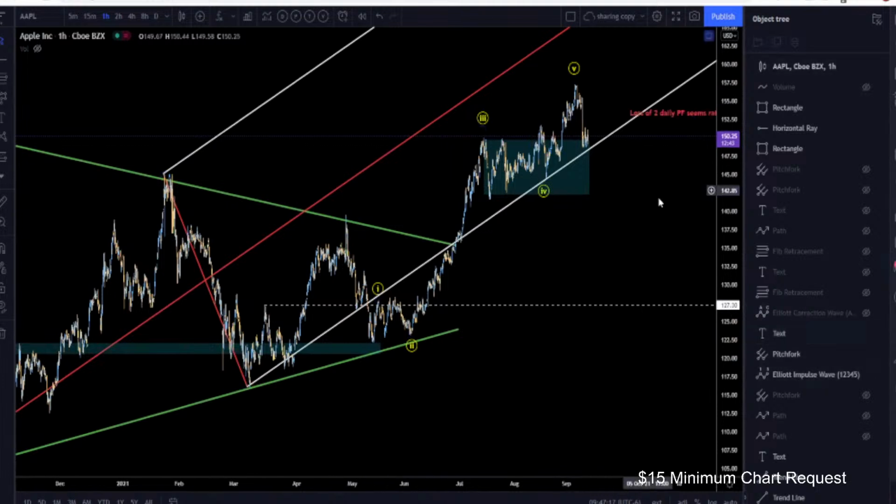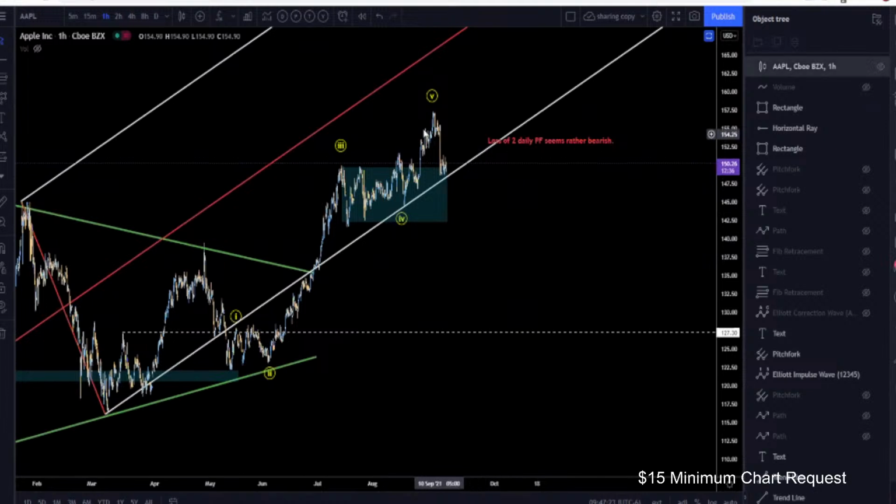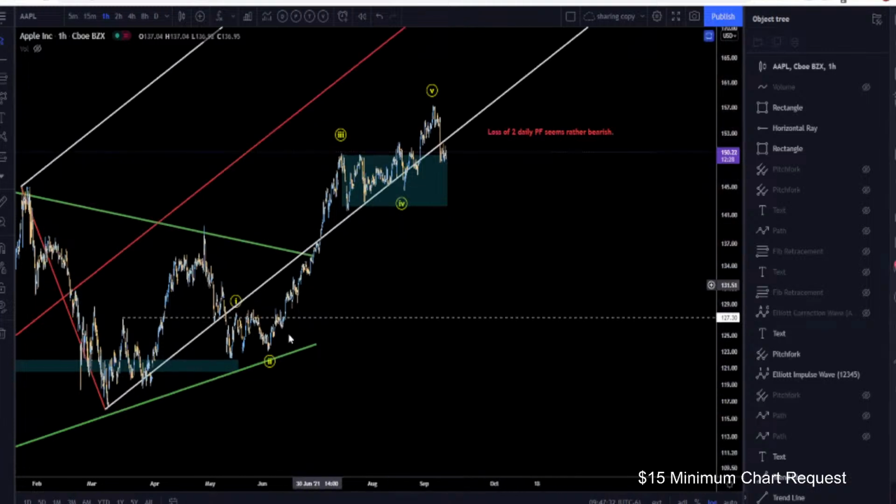He's probably got it. Okay, low of 2 daily. Pitchfork seems rather bearish. So I'm assuming what he's referring to is the fact that we don't make the median line. He messaged me to tell you to put it in log. Oh, okay. Well, that would have been good to know. Okay, there we go. All right. Well, nice to get on-the-fly counsel.